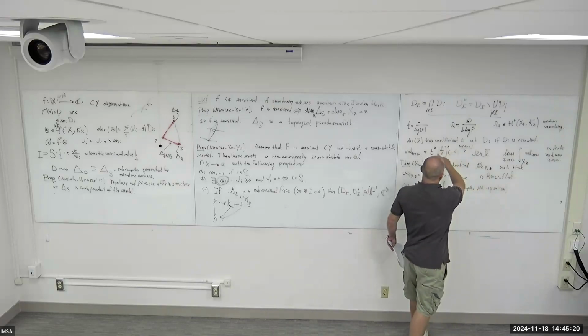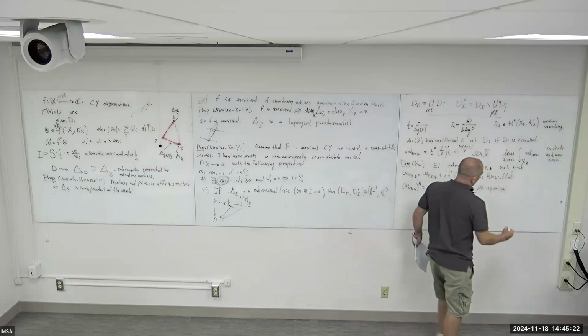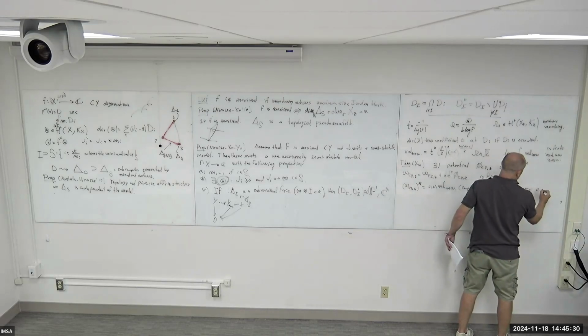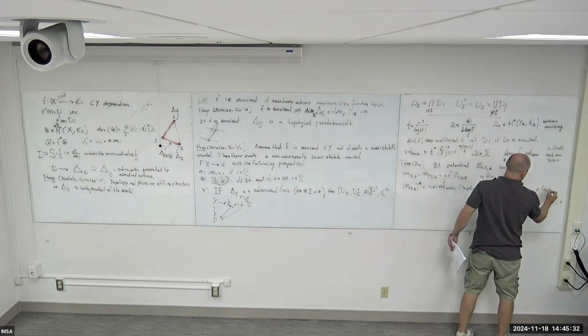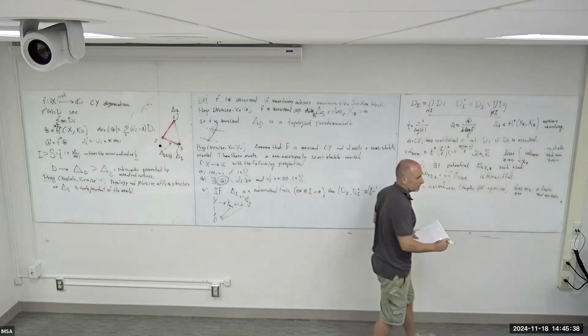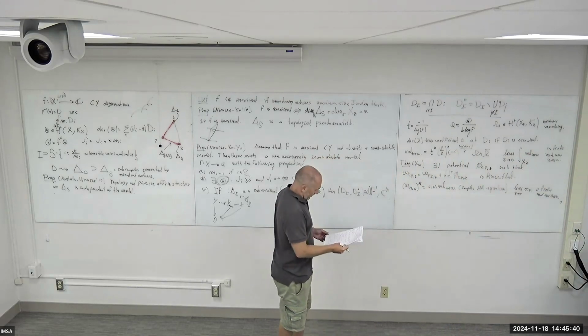And the scaling has been picked such that the limit when Z equals 0 of C of Z is finite and non-zero. Okay.